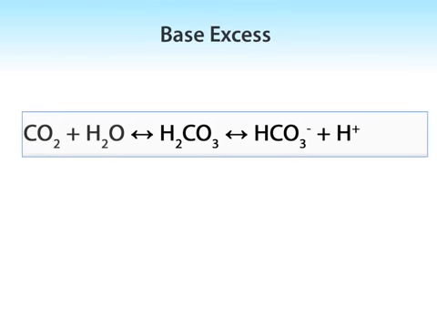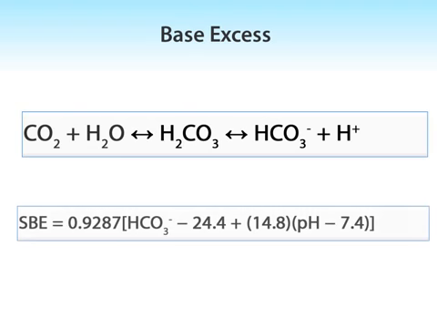Base excess and rules of thumb are drawn from opposite sides of the same equation. Carbon dioxide is hydrolyzed by water to become carbonic acid. Carbonic acid donates its proton and becomes bicarbonate. We call carbon dioxide a respiratory acid and bicarbonate a metabolic base. The standardized base excess formula uses bicarbonate to calculate the degree of metabolic disturbance.